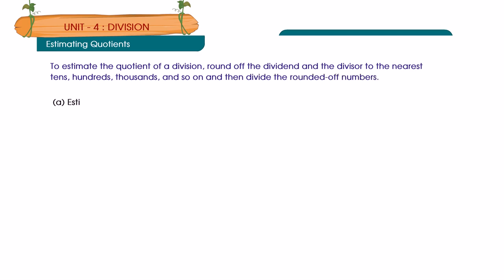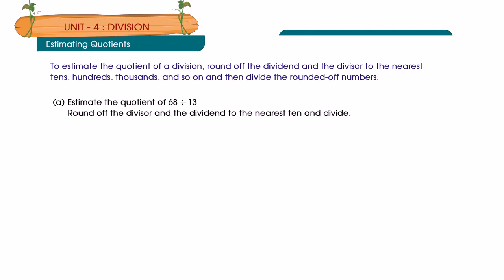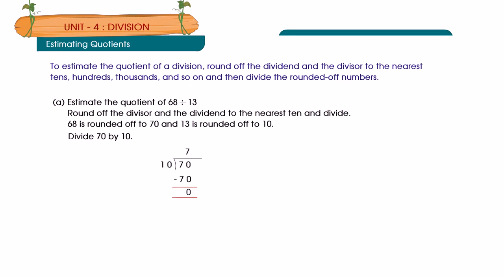A. Estimate the quotient of 68 divided by 13. Round off the divisor and the dividend to the nearest 10 and divide. 68 is rounded off to 70 and 13 is rounded off to 10. Divide 70 by 10. 70 divided by 10 is equal to 7 as the quotient and 0 as the remainder. The estimated quotient of 68 divided by 13 is 7.